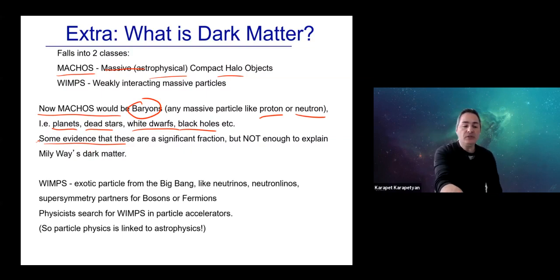Then we have weakly interacting massive particles. These are exotic particles from the Big Bang, like neutrinos, photons, and neutralinos, the symmetry partners for bosons and fermions. This goes into a little bit more advanced stuff. Bosons and fermions are subatomic particles. So what we're doing here is that particle physics right now is trying to explain that.